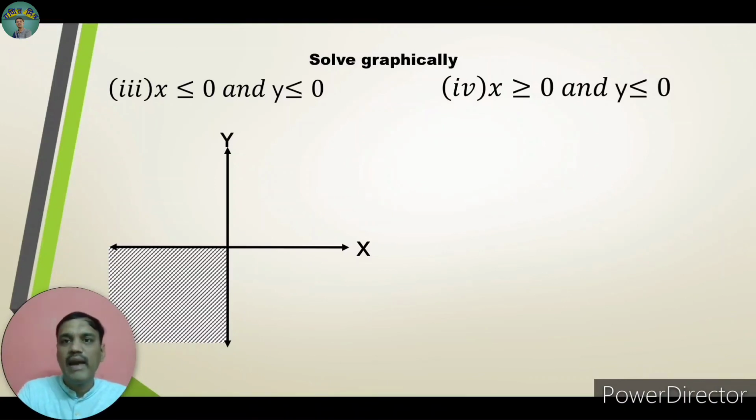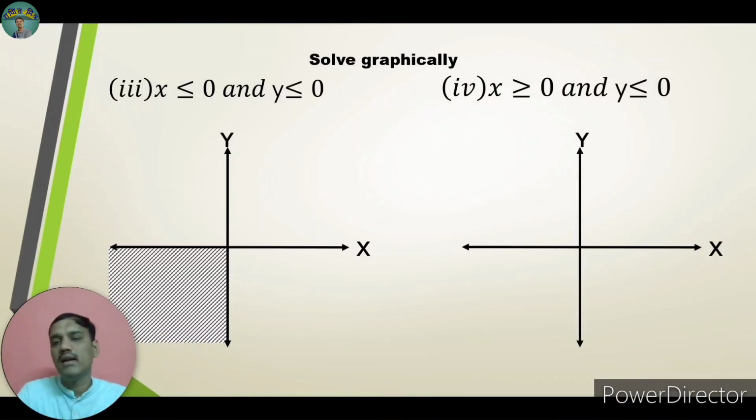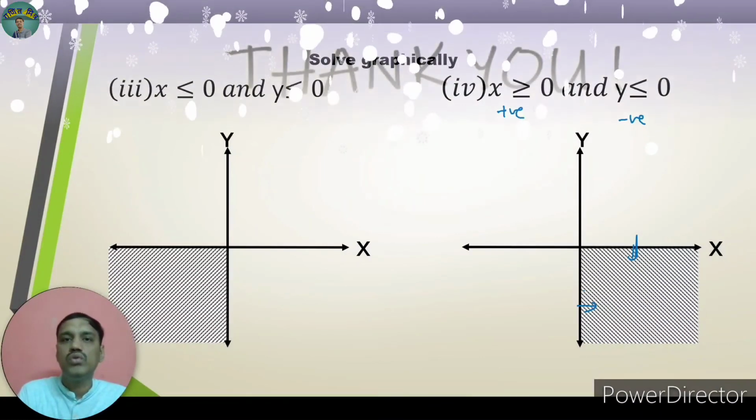For question 4, x greater than or equal to 0 and y less than or equal to 0 means x is positive in this case, and y is negative in this case. x positive means this side, y negative means this side, and the solution set is the fourth quadrant.